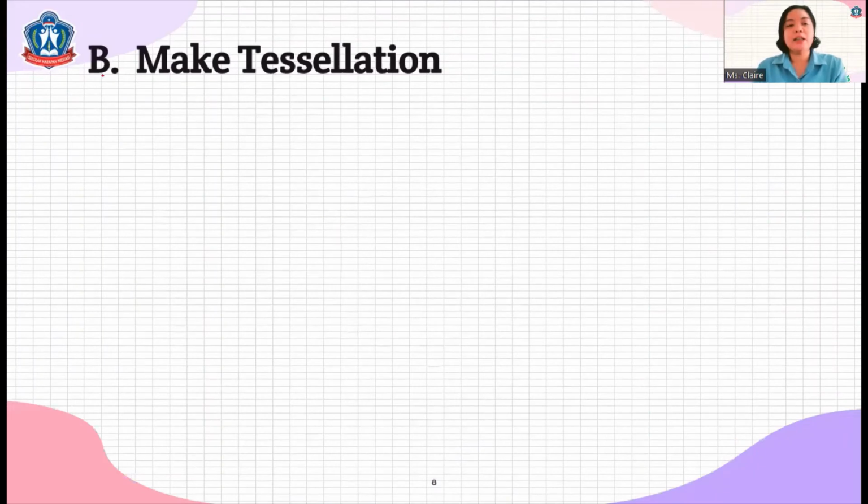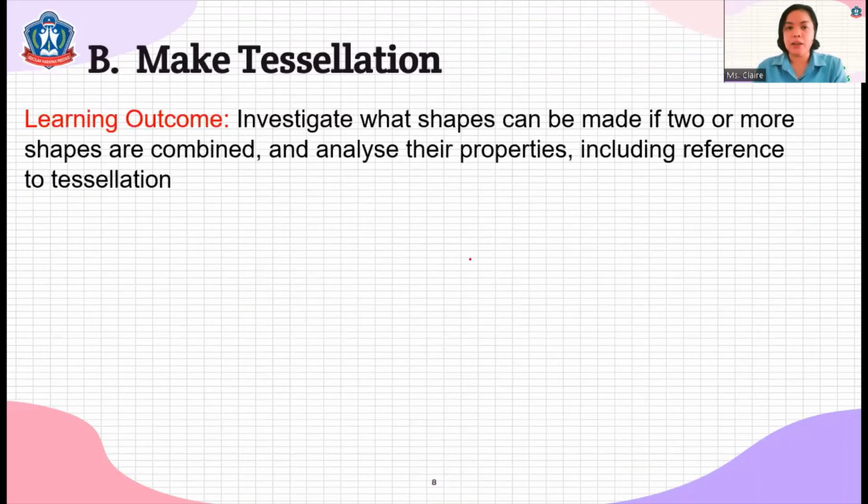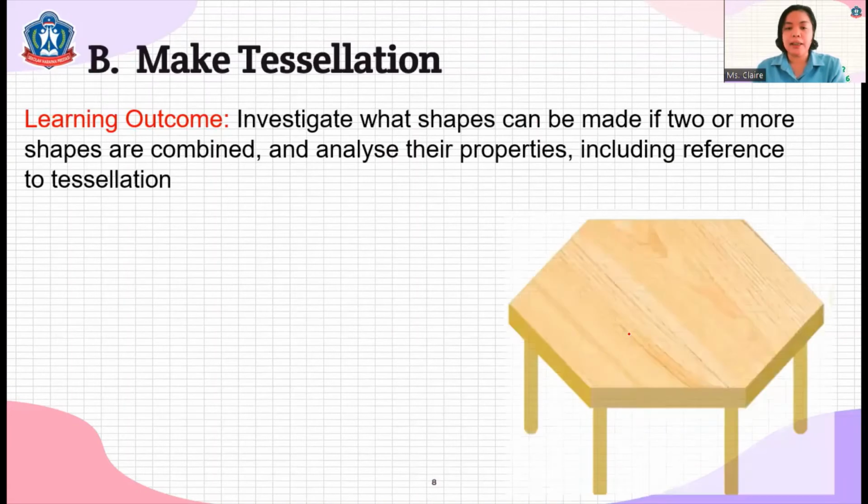Let's study lesson 2, make a tessellation. The learning outcome is to investigate what shapes can be made if two or more shapes are combined and analyze their properties, including reference to tessellation.